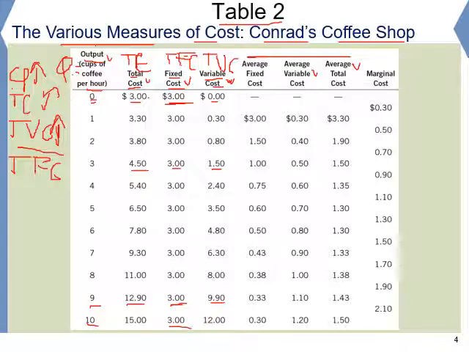For instance, to produce 3 cups of coffee, the average fixed cost is going to be: fixed cost of $3 divided by 3, that's going to be $1. The average variable cost will be 1.50 divided by 3, that's going to be 50 cents. The average total cost is going to be 4.50 divided by 3, that's going to be 1.50, or $1 plus 50 cents, which also gives you 1.50.